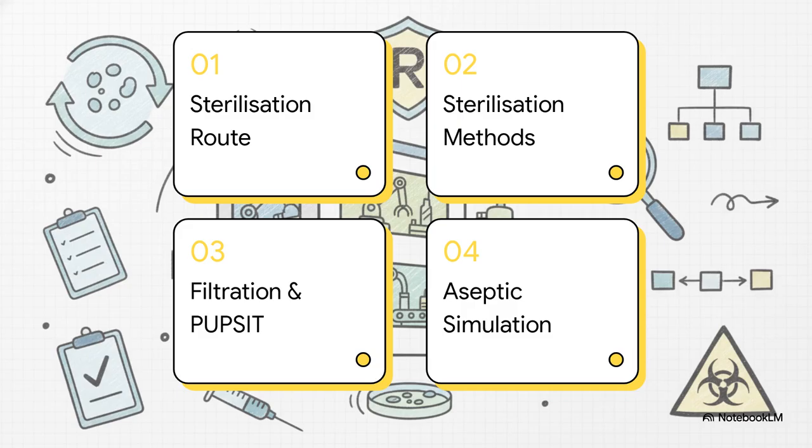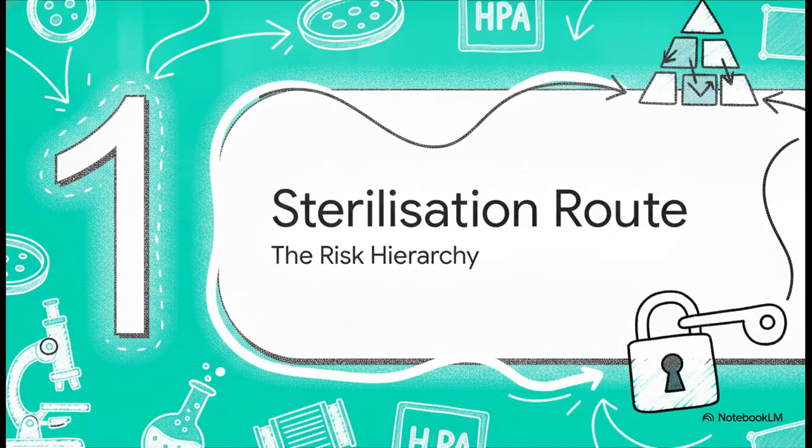Okay, let's dive into this roadmap, which follows the exact regulatory risk hierarchy we'll be exploring today. First up, choosing the sterilization route. Second, sterilization methods. Third, filtration and PUPSIT, and finally, aseptic process simulation. Section 1. Choosing the sterilization route, or the risk hierarchy.